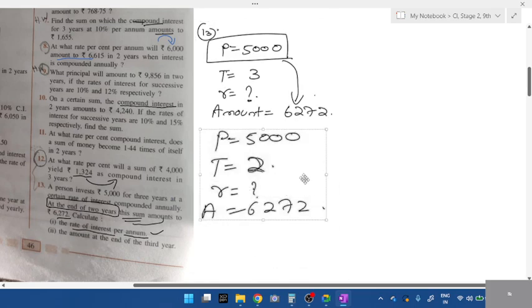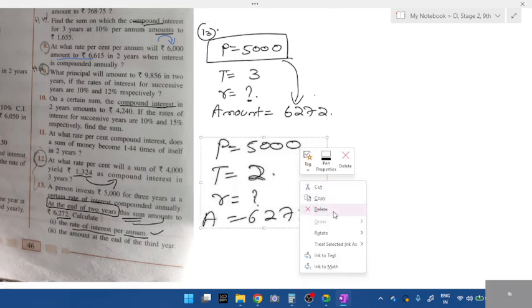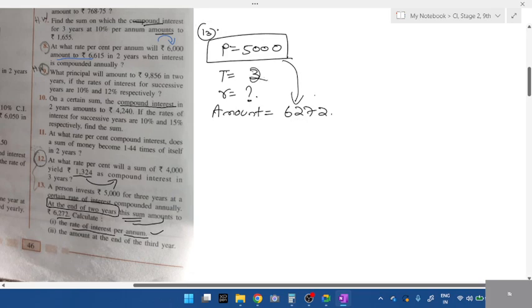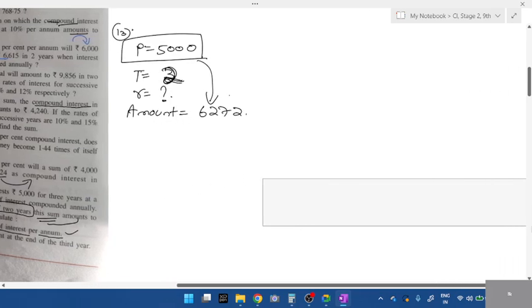Yes. See, you can write like this. Or I'll do one thing, just ignore. Take time as 2 years. First, we'll calculate for 2 years. Just to confuse you all, they have given a person invested 5,000 for 3 years. Just ignore the 3 years for now. For 2 years, the amount is 6,272. Find the rate, students. Do it like yesterday, however I taught you all.